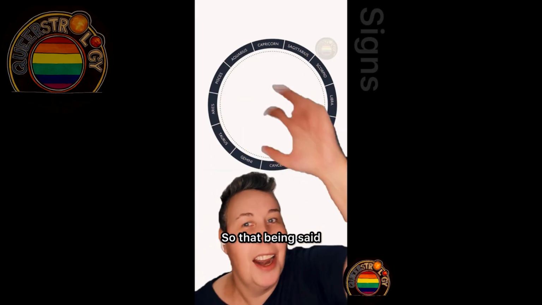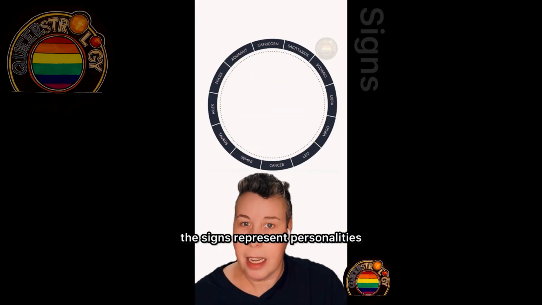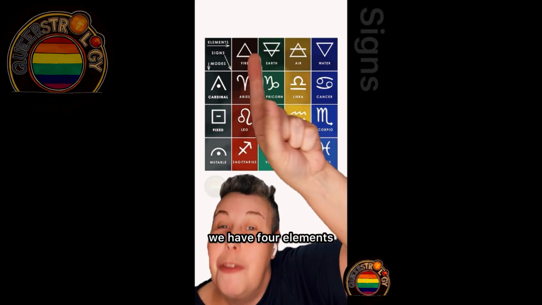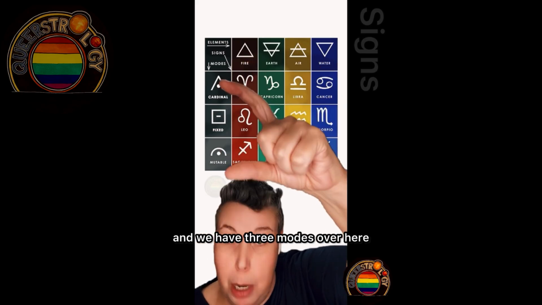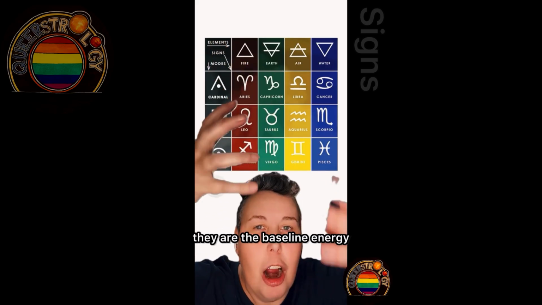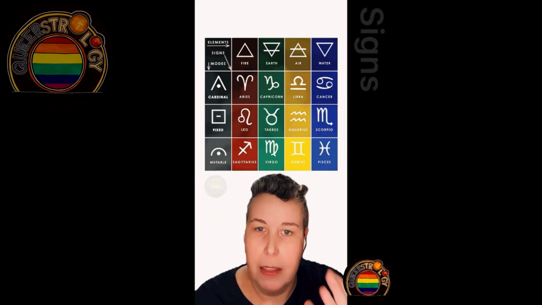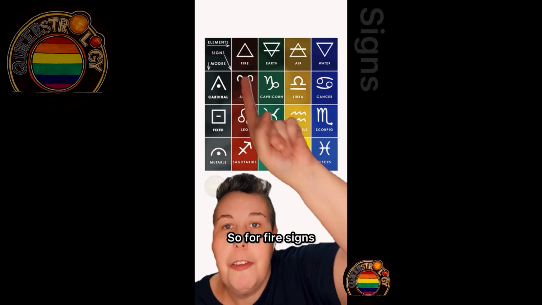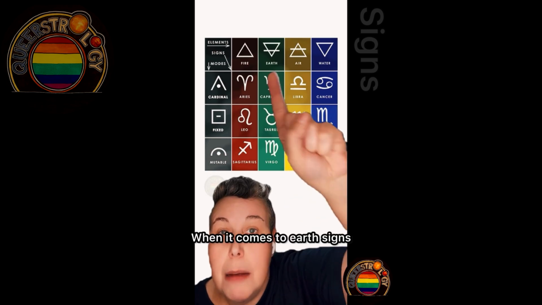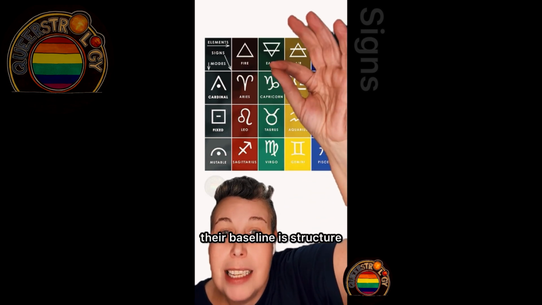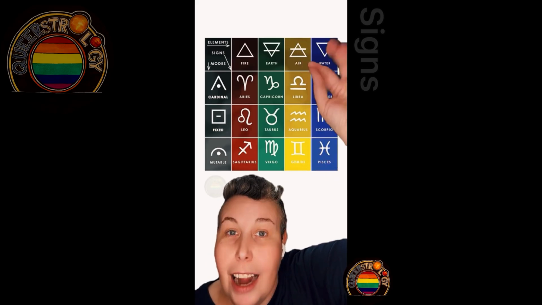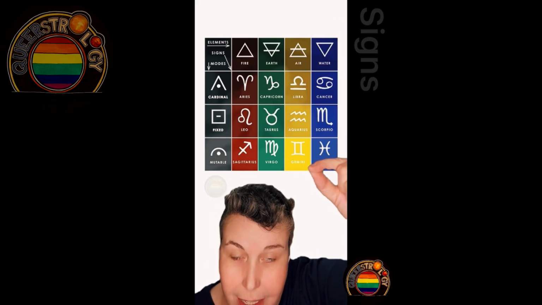So that being said, the signs represent personalities. Where did we get that from? In Western astrology, I should say, we have 4 elements and we have 3 modes over here. What the heck is any of that? Well, the elements are the baseline energy that is given to the signs. For fire signs, this is passion. That is their baseline. When it comes to earth signs, their baseline is structure. Air signs are intelligence.